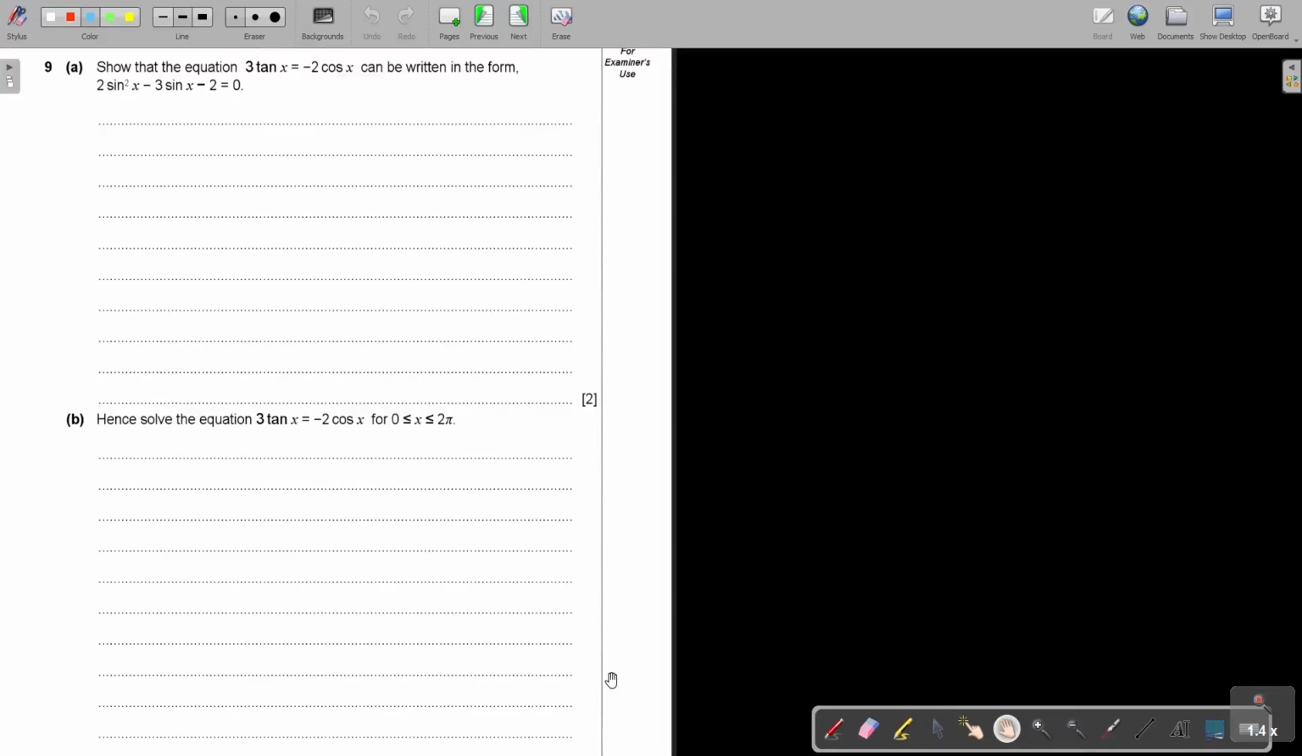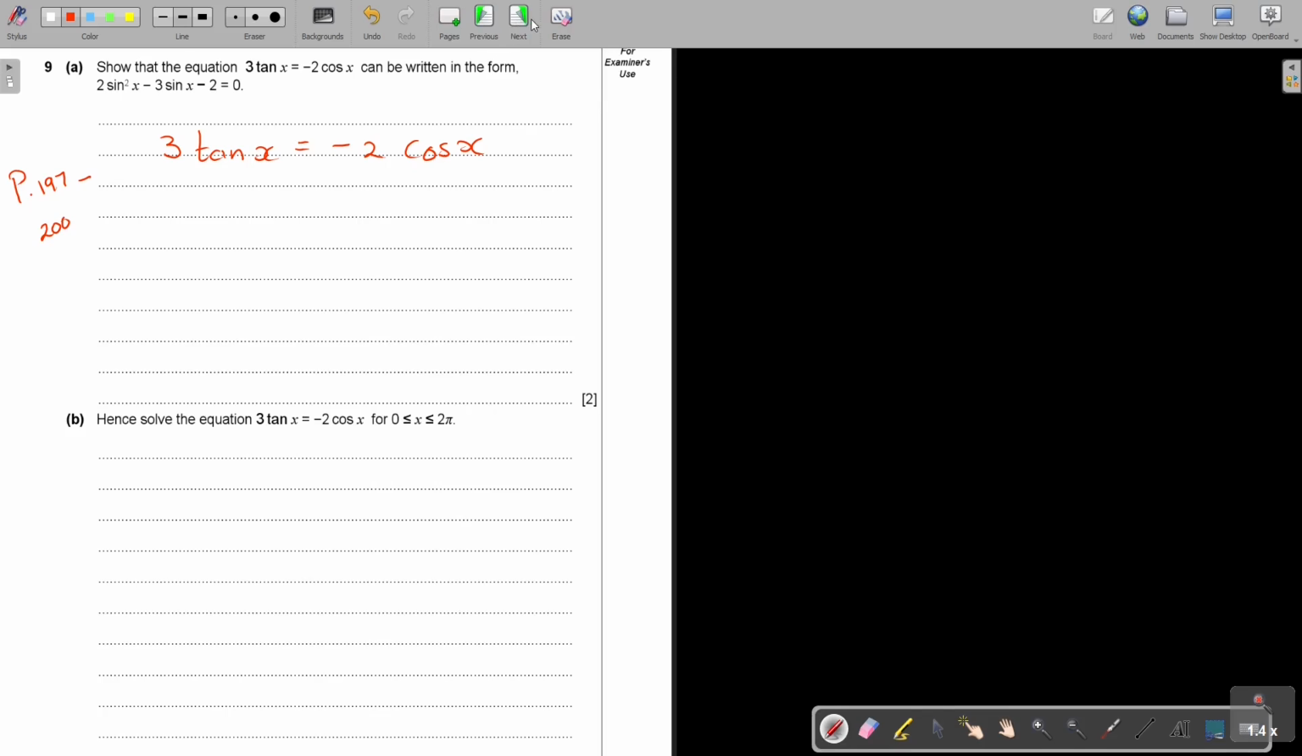Question number 9. Show that the equation, which you can see is a trigonometric equation, can be written in the form they give you. You will start with the first one, not the last one. So start by saying 3 tan x equals negative 2 cos x. You can look in the textbook on pages 197 to 200. There you will find the identities. But the best way is always to get everything in terms of sin and cos.